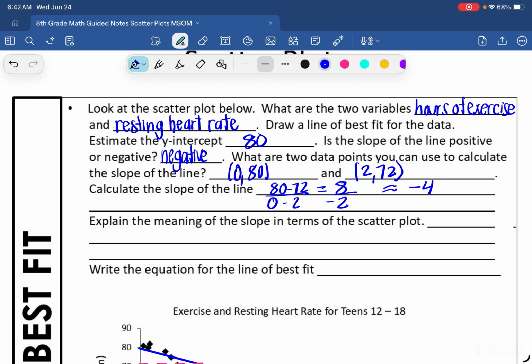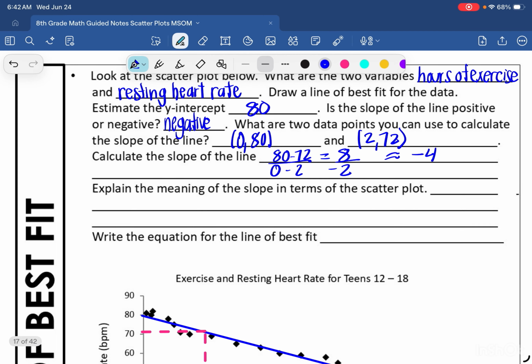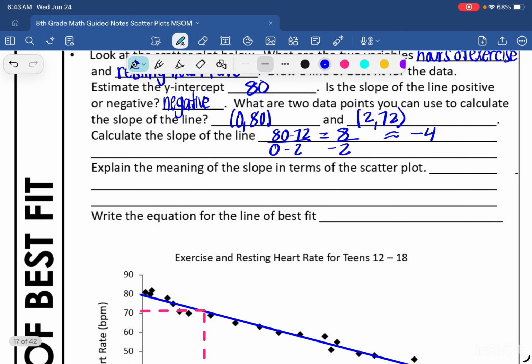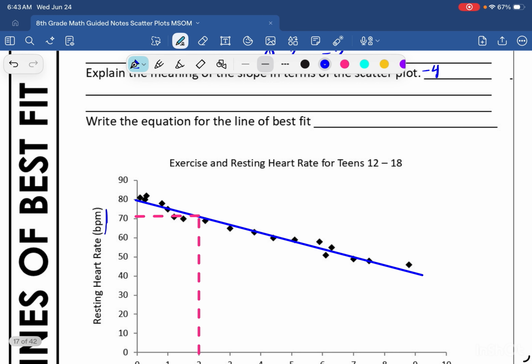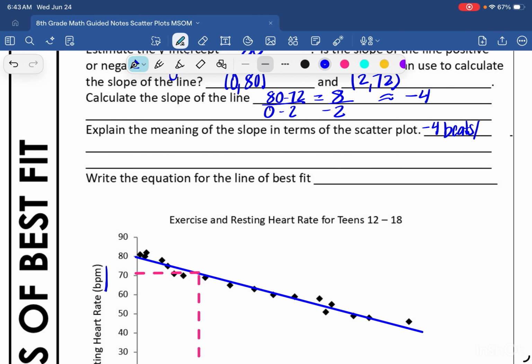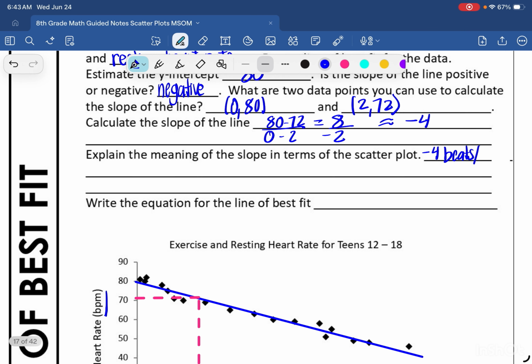Explain the meaning of the slope in terms of the scatter plot. And it's always helpful to think of my units when I'm thinking of my slope. So my slope is negative 4, and my units of y, right here it says BPM, that means beats per minute. So we'll say negative 4 beats per hour, since the units here is hours, which means your resting heart rate will decrease about 4 beats per minute for every hour of exercise per week.